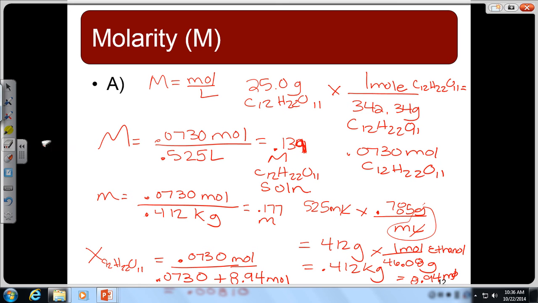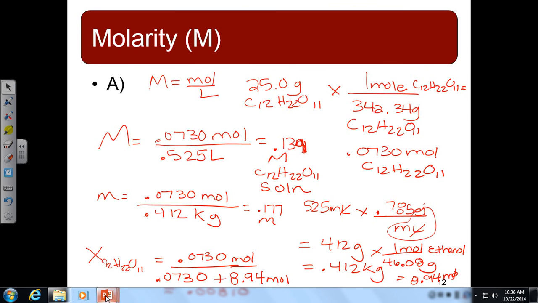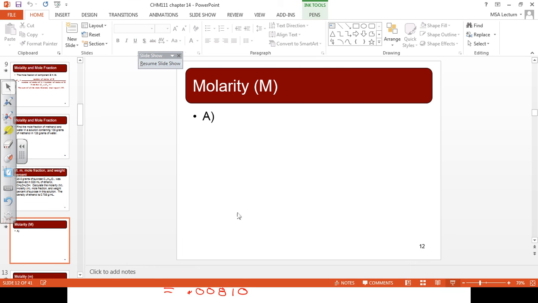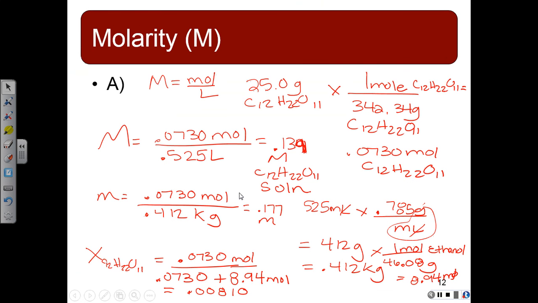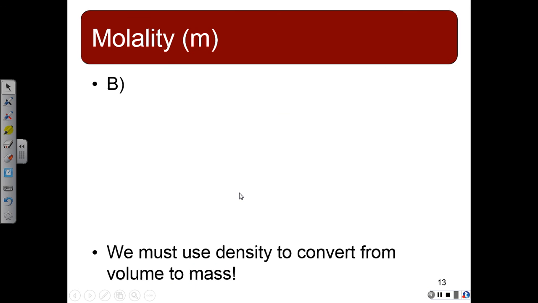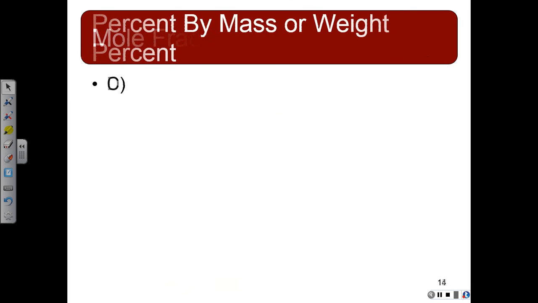All right, last is our weight percent. Try to erase here. That doesn't work. That doesn't work either. Okay, so this was B. I just did it all on the same page there.